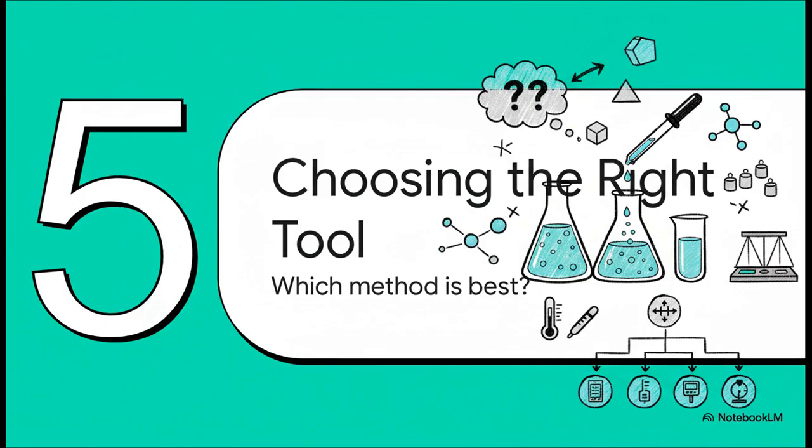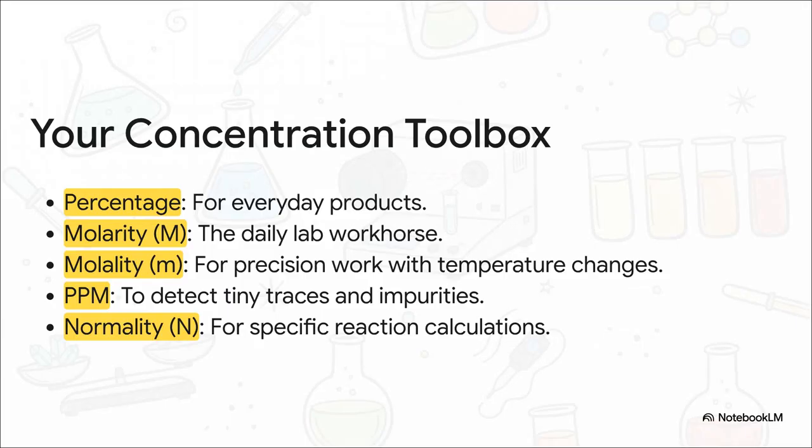Okay, so we've looked at percentages, molarity, molality, ppm, and normality. That is a lot of options. So how on earth do you know which one to use? Well, it really just comes down to picking the right tool for the job. It's that simple. If you're labeling a bottle of vinegar, percentage is perfect. For most day-to-day lab stuff, molarity is your go-to. But if that lab work involves temperature changes, you'll want the stability of molality. Hunting for tiny impurities? That is a job for ppm. And for those very specific reaction calculations, normality is your specialist.